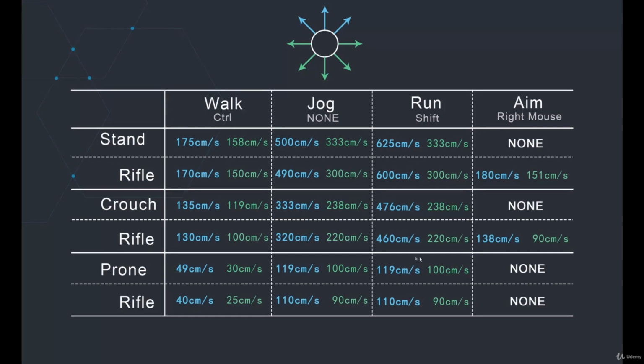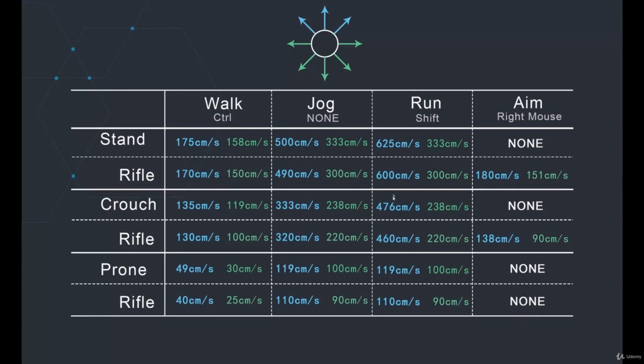Note here that there is no running state, either unarmed or armed, if you are currently prone. So the speed value here is the same as the jogging speed value. Next, let's look at the aiming state. The unarmed state can't aim, so there's no speed. No movement is allowed when aiming from the prone position, so there's no speed.